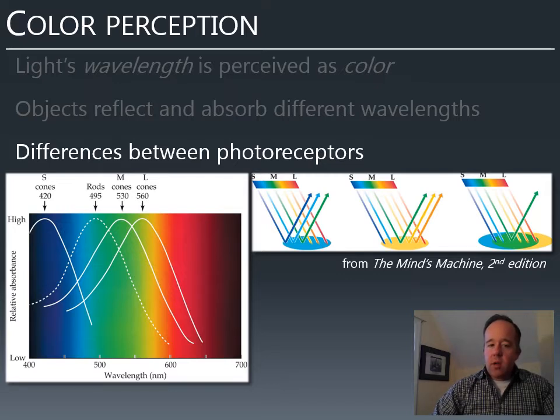Your rods also respond optimally to a particular wavelength of light, but your rods are all the same. So your rods can't differentiate color, but your cones can, because you have different kinds of cones that are optimized for different wavelengths of light. So your retina can determine what color of light is hitting a particular spot based on the activity level in those photoreceptor cells.